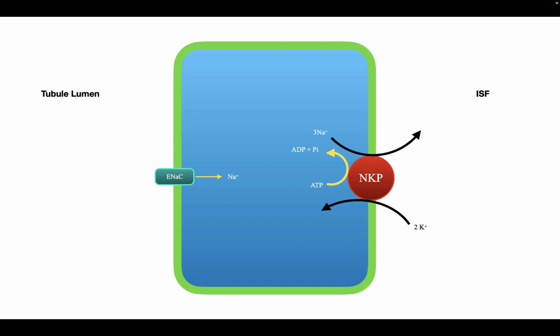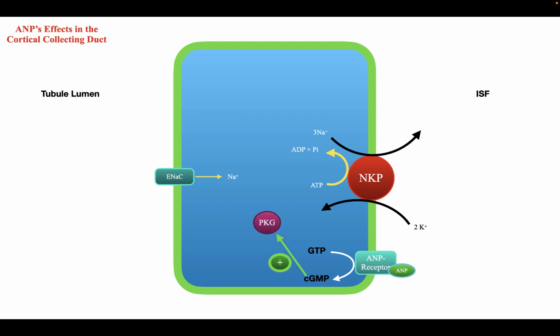So the next segment of the nephron that we're going to look at is the cortical collecting duct. So how does ANP affect sodium reabsorption in the cortical collecting duct? Well, when ANP binds to the ANP receptor, this causes the conversion of GTP into cyclic GMP. Cyclic GMP will then activate protein kinase G, and then protein kinase G will basically inhibit the ENaC channels.